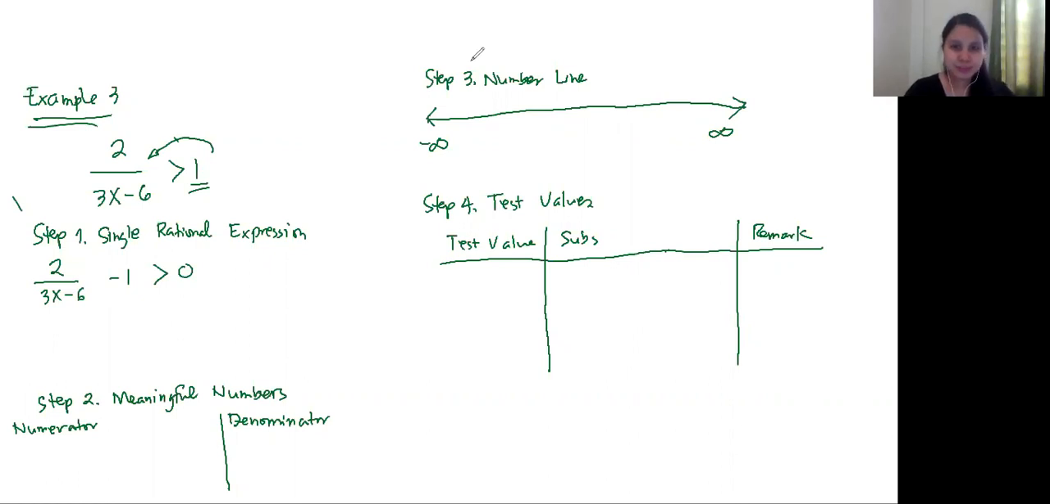Now, how do we do it as a single rational expression? You need to multiply all by the LCD. And remember, the LCD is 3x minus 6. So you multiply it here, you multiply it in the next one, and also in the last one. If I multiply it by 0, that will still be 0.